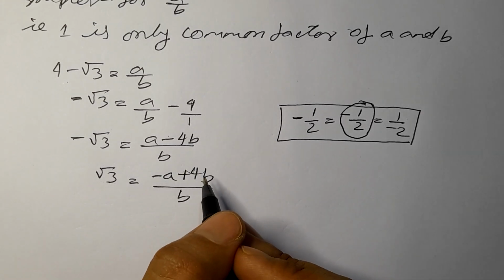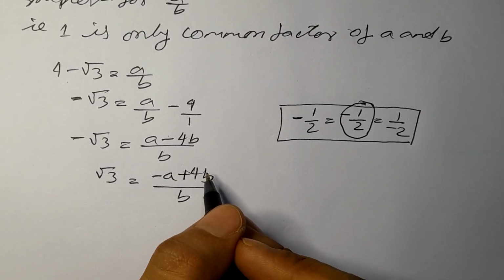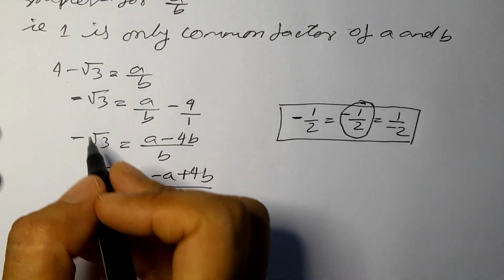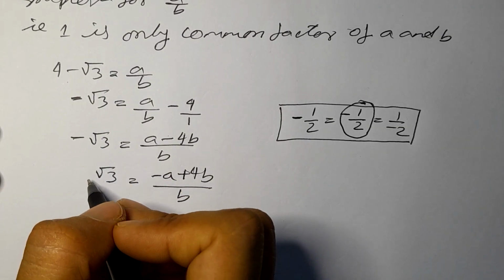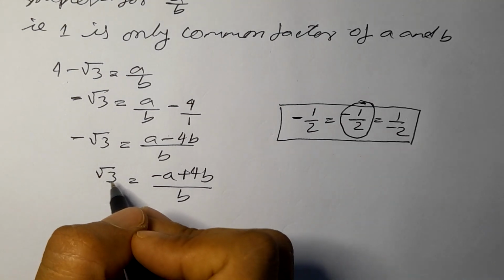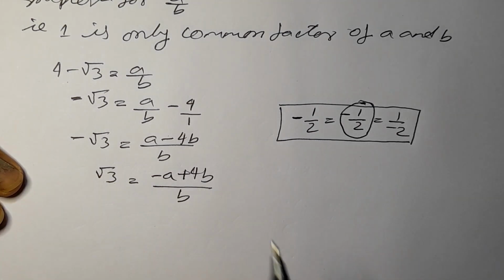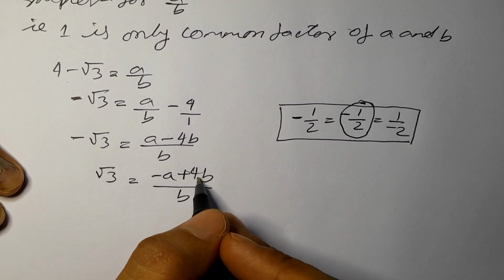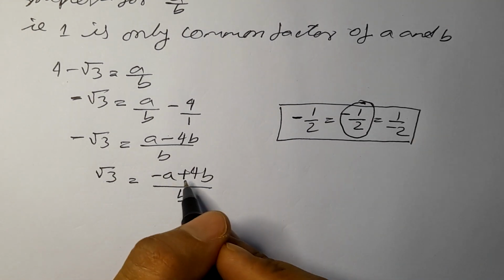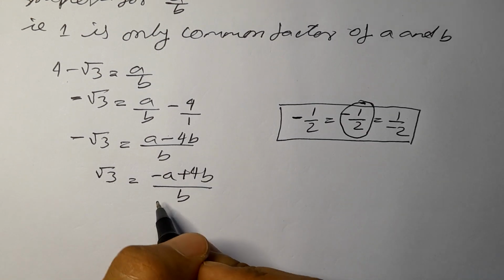The meaning is multiplying both sides by the negative, but no need to write it, just change the sign. So positive will give negative, and negative will give positive. Now we got root 3 is equal to this. If you want to keep it here, no problem. So it will be minus a plus 4b divided by b.